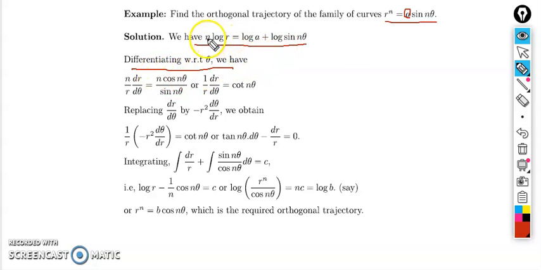For that reason, if we differentiate this, it becomes n into 1 by r dr by d theta. Log a becomes 0, and this should be 1 by sin n theta. The differentiation of sin n theta is cos n theta, and after this the differentiation of n theta is n into 1. For that reason we use the result in cos n theta by sin n theta, and this one is your required differential equation of the given family of curves.